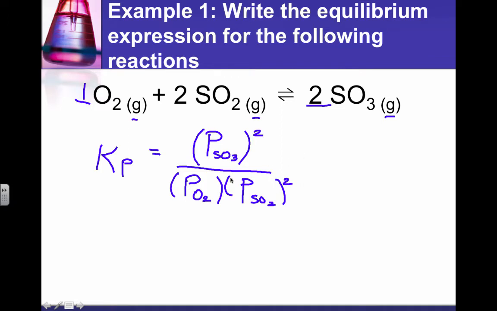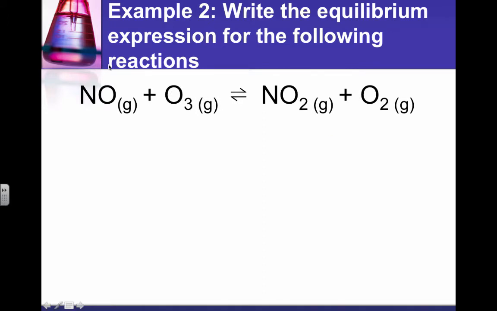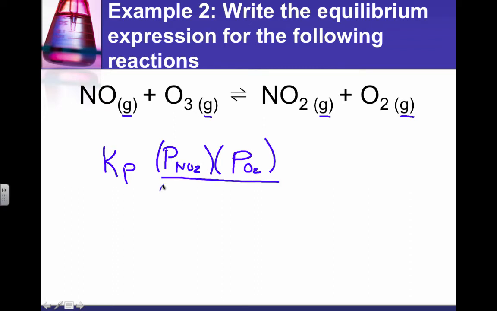So notice that with Kp, I use parentheses, P for parentheses, because I'm using pressures. I use square brackets, though, for concentrations. These are all gases, and I can express the concentration of gas in moles per liter. That is possible. But since I'm given gases here, I'm going to write a Kp again. So we'll take the pressure of the products, NO2 and O2. That goes on top. And then the pressure of the reactants goes on the bottom. So I have NO and O3.